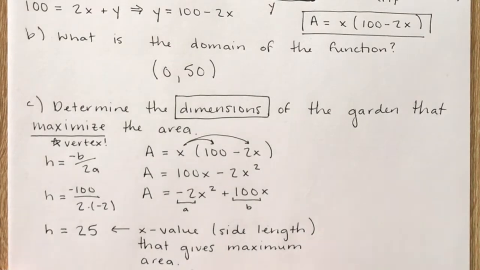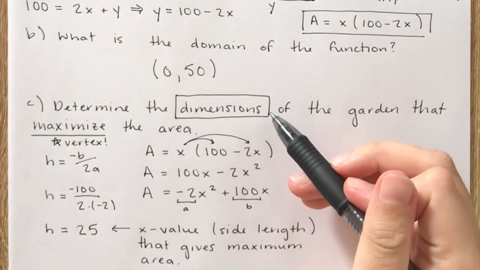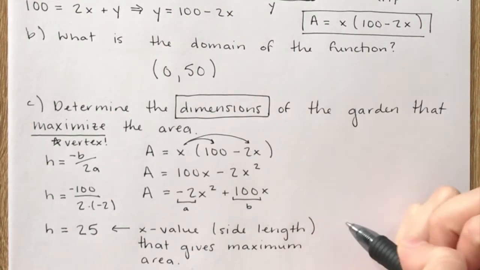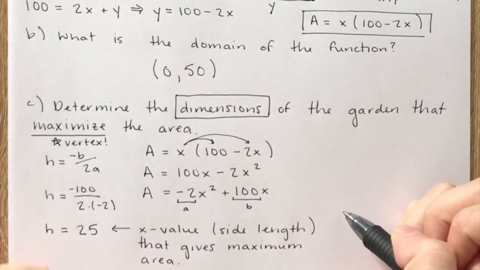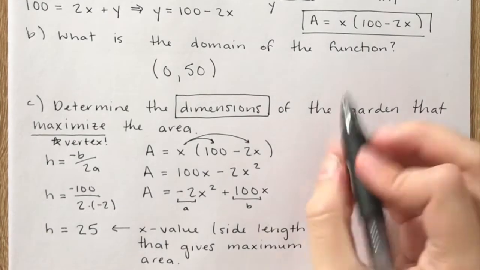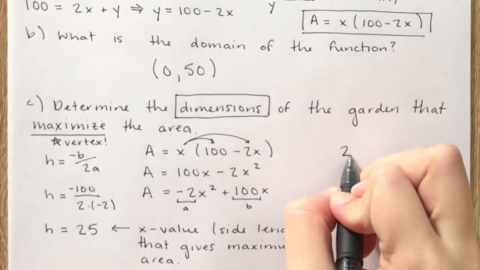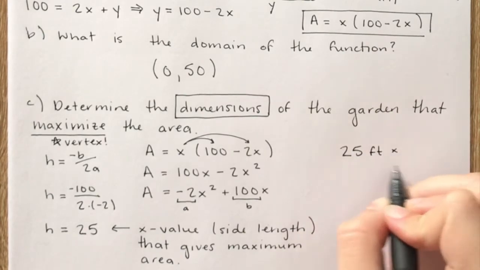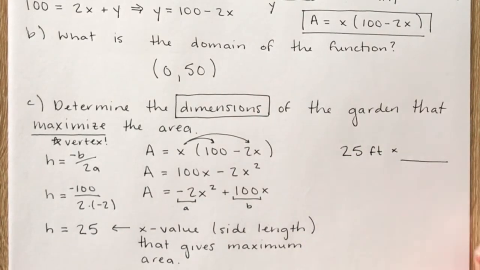Well, what are we looking for? We're looking for the dimensions, right? So dimensions means the side length x and the side length y that are going to give us the maximum area. So we have the side length x, that's 25 feet. And then we need to look for the y part. So how can we find y given x?